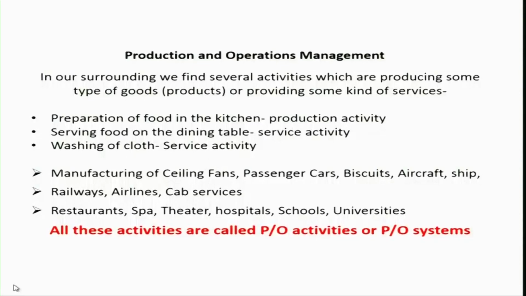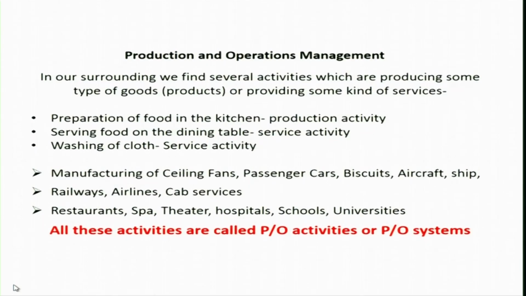So, in that way we can see that the activities in our surroundings are manufacturing activities as well as service activities. Together these subjects are called production and operations management. When we are doing some production activity, producing some goods, it is called production system or production management. When we are providing some services, then it is called service system. Another good example can be washing clothes. It is a service activity.